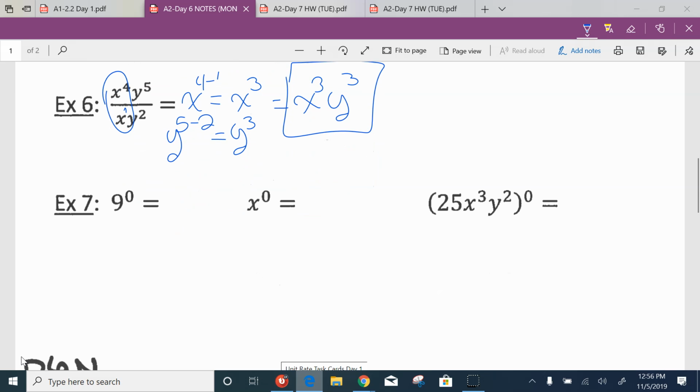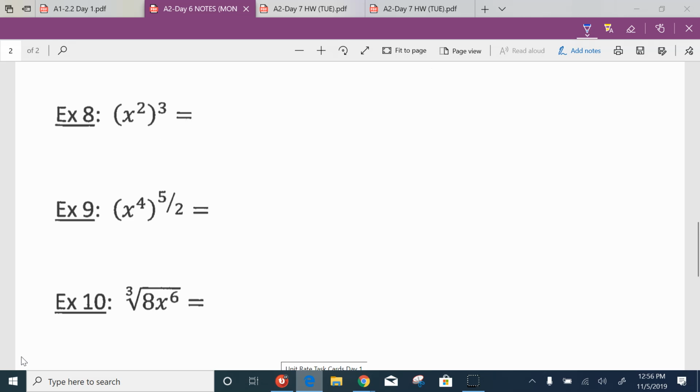For number 7, this is a review of the zero exponent rule. Any number, term, or expression to the 0 power is always going to be 1. 9 to the 0 is 1, x to the 0 is 1, 25x cubed y squared to the 0 power is 1. Anything to the 0 power is always going to be just a 1.